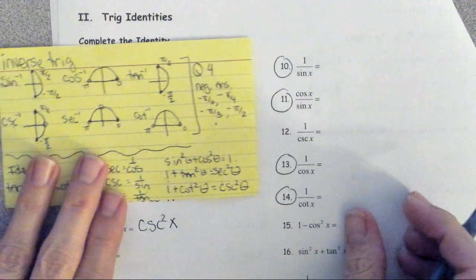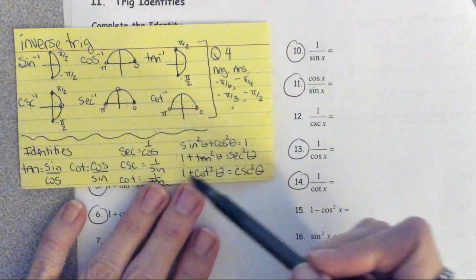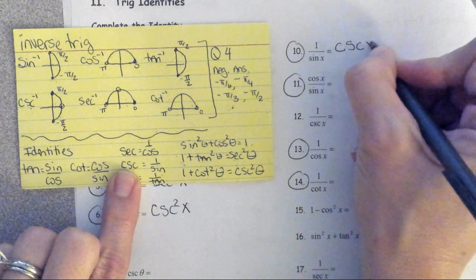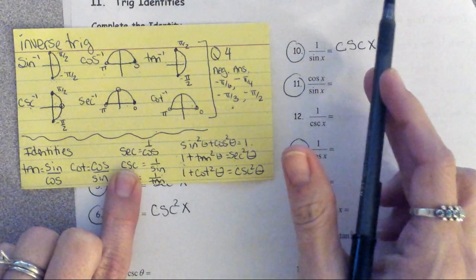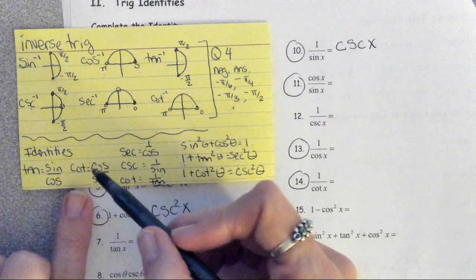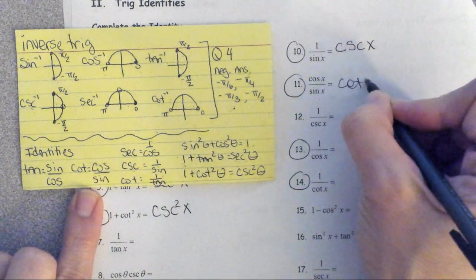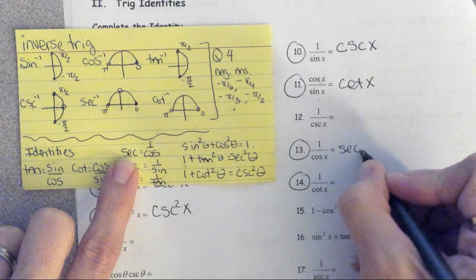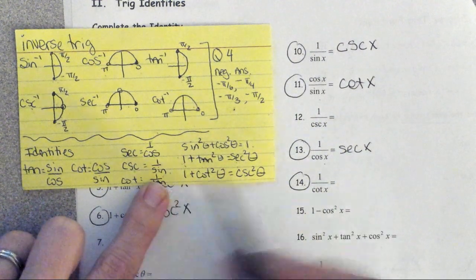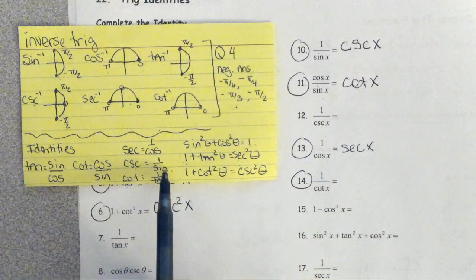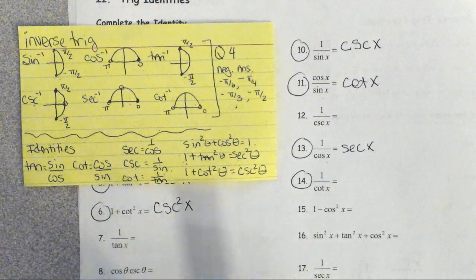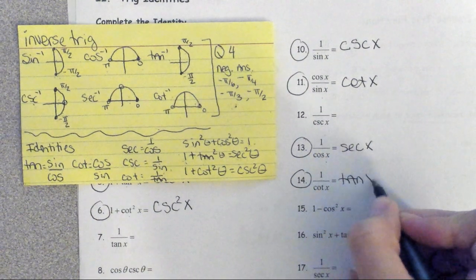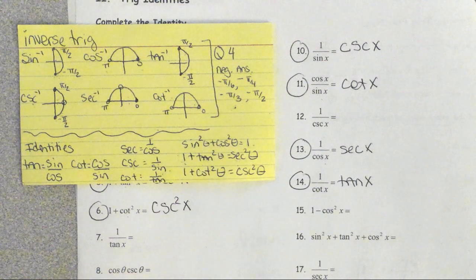So look at some of them over here. This one says 1 over sine. If I look for 1 over sine, I see that that's just plain cosecant. So this one should not be a square. This is just plain cosecant. Cosine over sine is equal to cotangent. 1 over cosine is equal to secant, not secant squared, just secant. 1 over cotangent. Let's see, I see 1 over tangent is cotangent. So if I flip that, 1 over cotangent would be equal to tangent. So you just flip all these. They can go both ways.